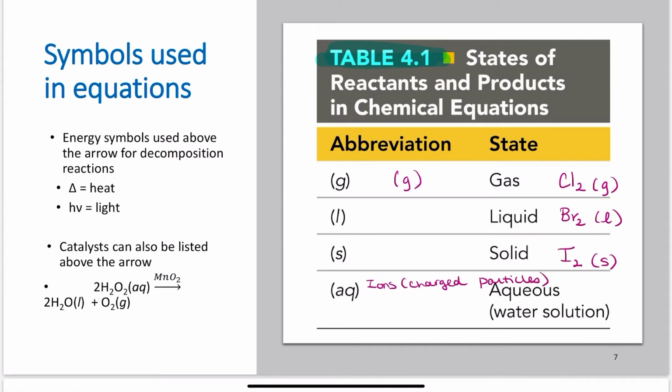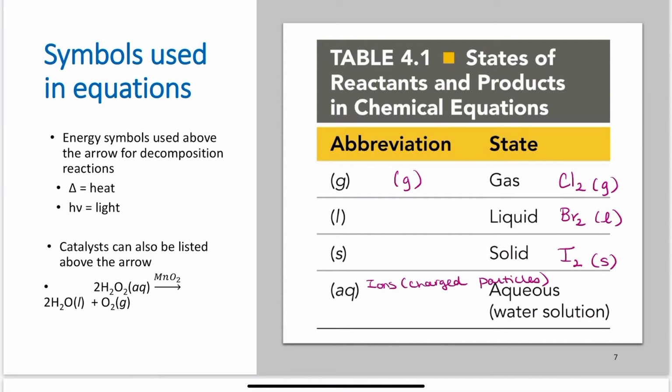There's charged particles by themselves in solution. This will be explained in Chapter 5. We'll go into a lot more detail in Chapter 5, but you are responsible for recognizing that AQ means aqueous, which is going to create ions, which are charged particles floating around in solution.